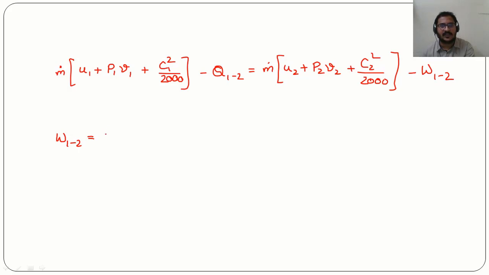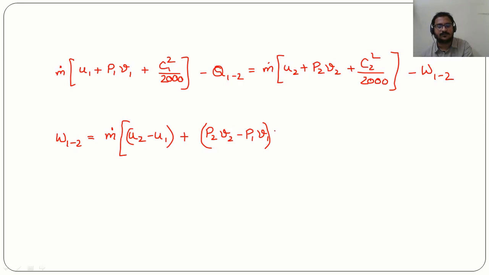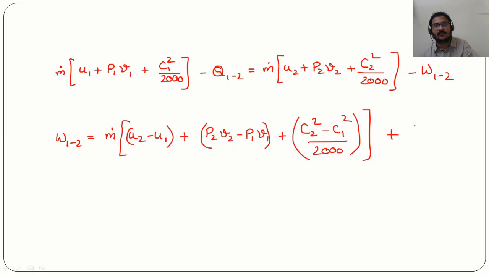So if you calculate work done, this will be m dot into U2 minus U1 plus P2 V2 minus P1 V1 plus C2 square minus C1 square by 2000 plus Q12. So after interchanging you will get like this.